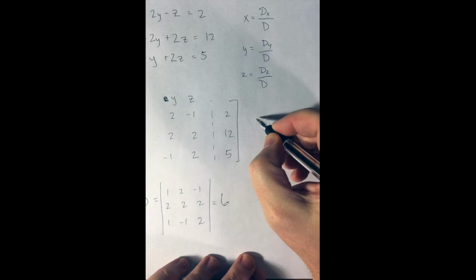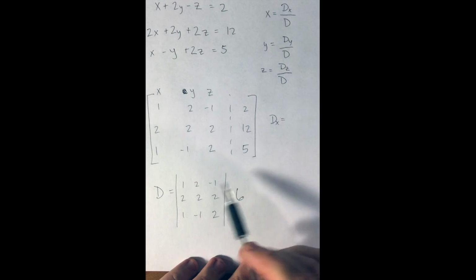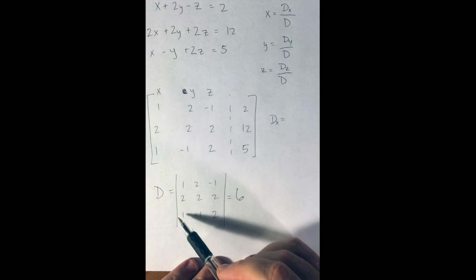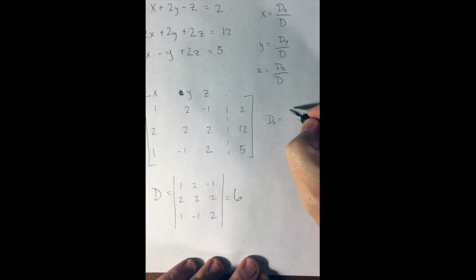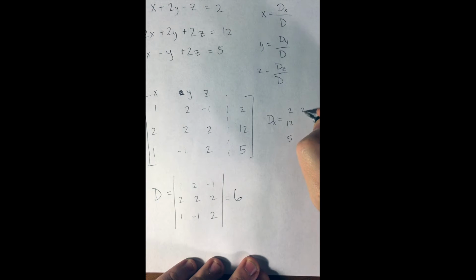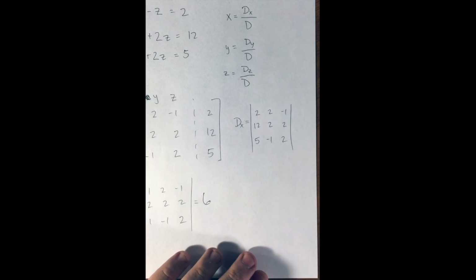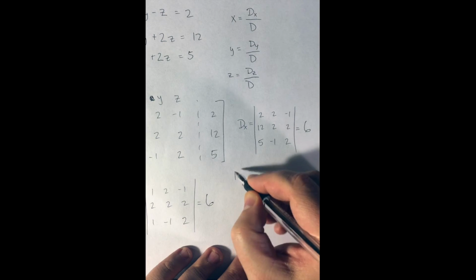So I'm going to slide this page over just a little bit. Dx is going to be almost the same determinant as we have down here. It's just that we're going to replace the x column with the numbers 2, 12, and 5. So it's going to look like 2, 12, 5, and then the y and z columns are going to stay the same as they were originally. You get 2, 2, negative 1, and negative 1, 2, and 2. And again, you can find the determinant of this 3x3 matrix, and what you're going to find is that Dx has a value of 6. Again, you can do that in your calculator.